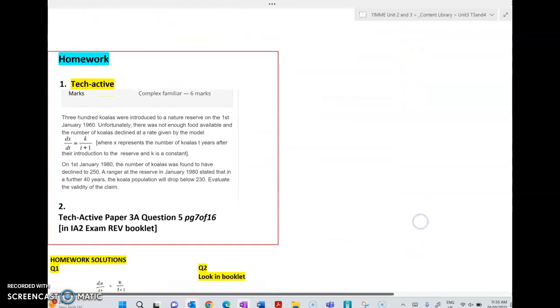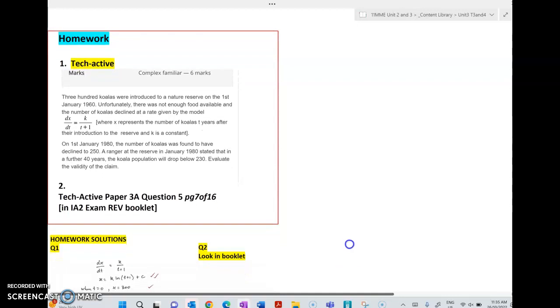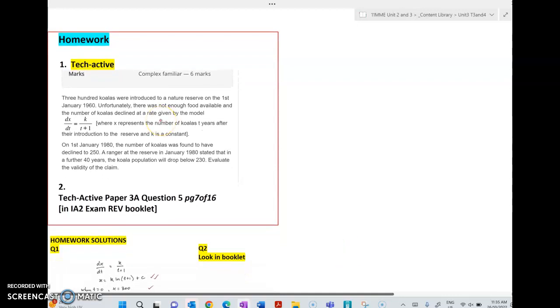And here are 2 homework questions. The first one is from an exam paper, Tech Active. And then question 2, another Tech Active one from your exam revision booklet, question 5 in paper 3A, that are really good.